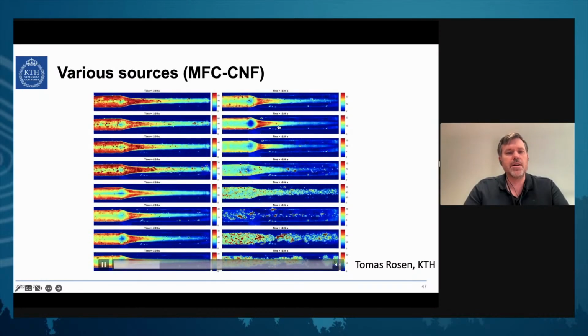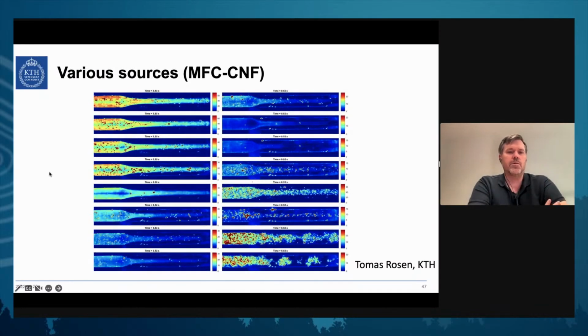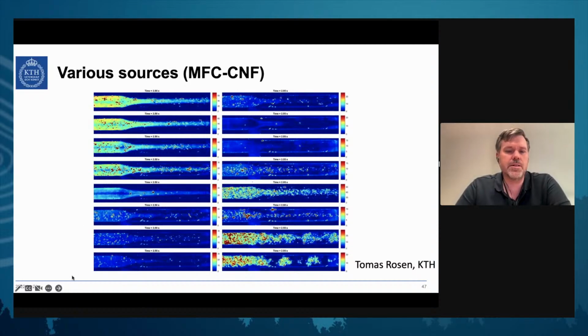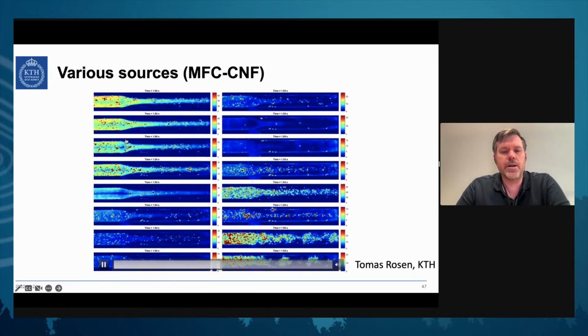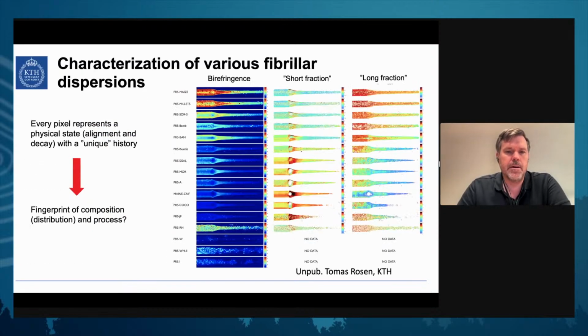And what we're seeing here is another example of networking: various sources of MFC and CNF that are undergoing this flow stop. And what we can see is that you have totally different behavior. This is then related to the concentrations, the properties of the MFC, CNF. We can also see that we get spots in some of them, which is actually strong flocks or agglomerations. And this can be used to quantify various CNFs.